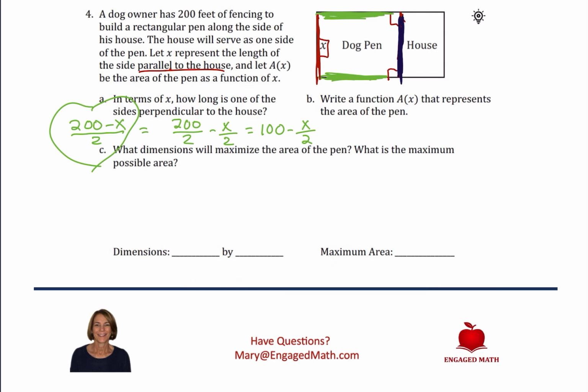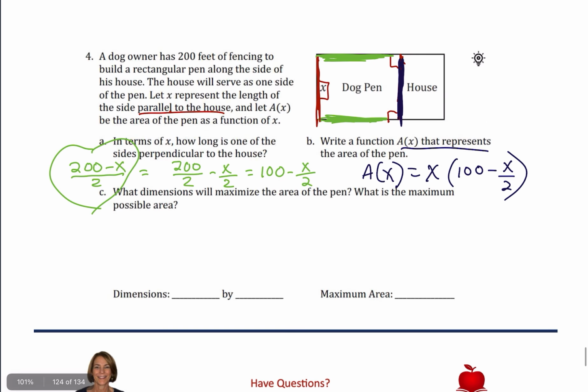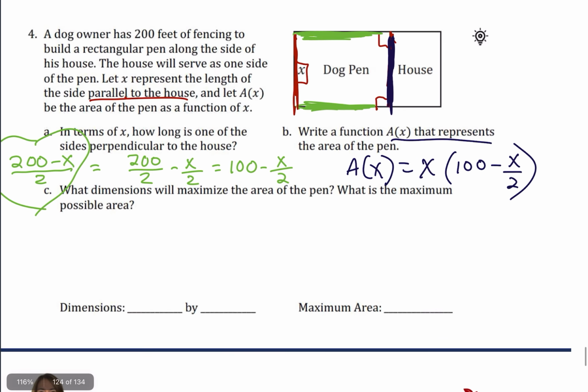So now we're looking for an area formula function. So I'm going to say A of x. We know how to find the area of rectangles because now it's going to be the x times one of the green sides, which we know is 100 minus x over 2. So now we can maximize the area. So I'm going to zoom in a little bit just to make sure you can see this all really clearly.